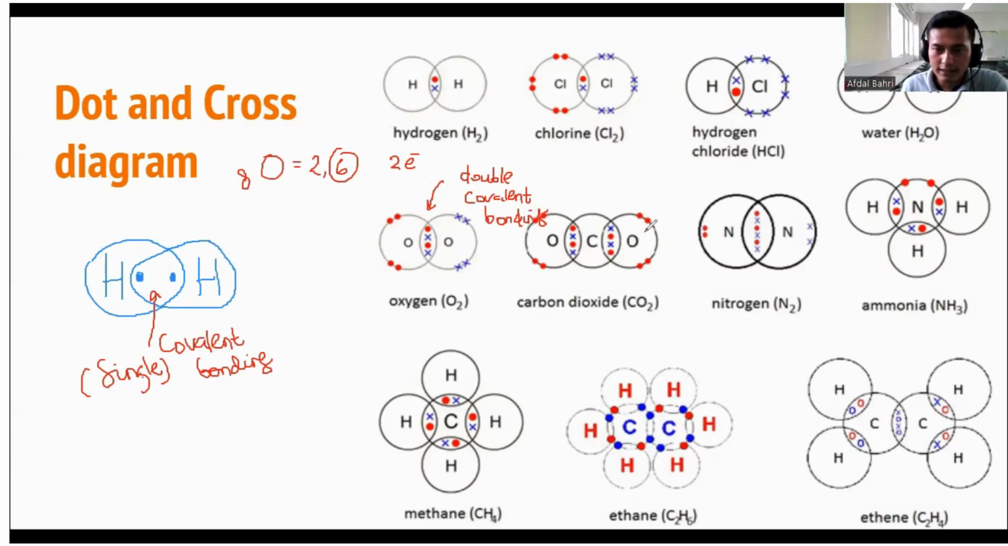The last type of covalent bonding is triple, and you can see here the example for nitrogen. Nitrogen has atomic number 7. The electron configuration is 2,5. So to become an octet, the 5 outer electrons need 3 additional electrons. How does nitrogen achieve that? By sharing electrons with the other nitrogen. Since there are 6 electrons shared, this is known as triple covalent bonding.